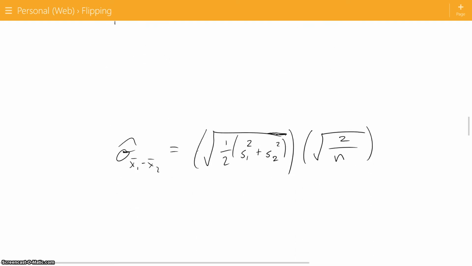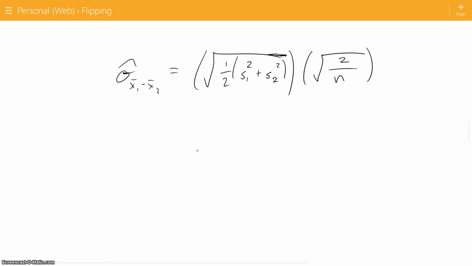So first thing we need to do is figure out what our standard error is going to be. This is a little bit different compared to what we've looked at already. Our standard error for the difference between these two sample means is going to be the square root of 1/2 times the quantity S1 squared, this is my standard deviation from the first group, plus the standard deviation from the second group squared, all of that, the square root of all that, times the square root of 2 over n, where that is my sample size.